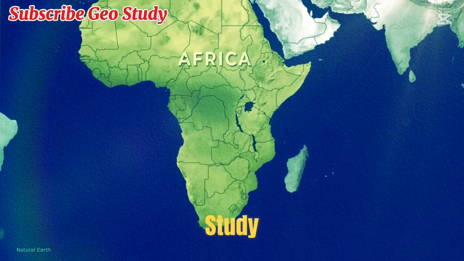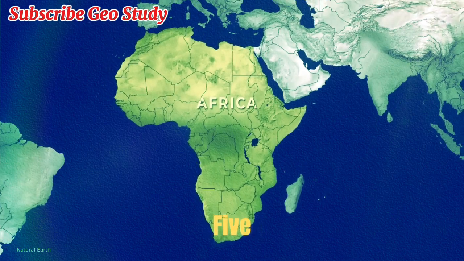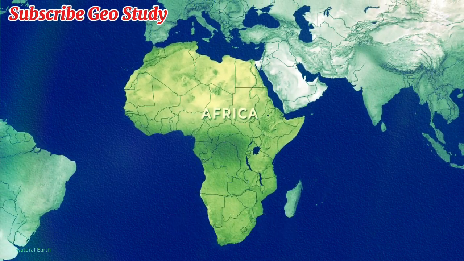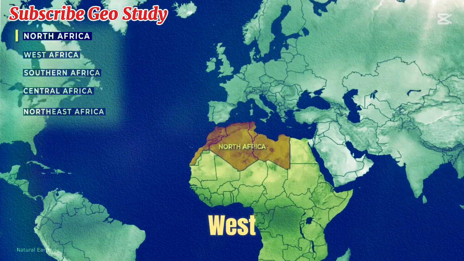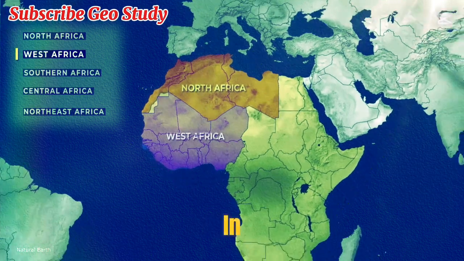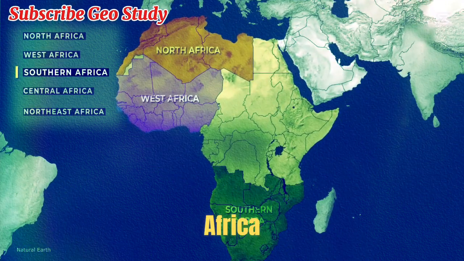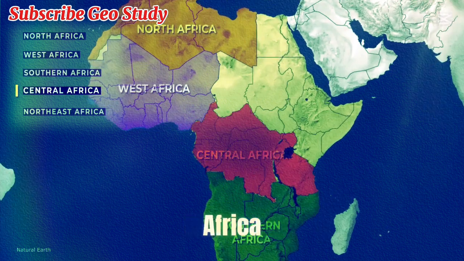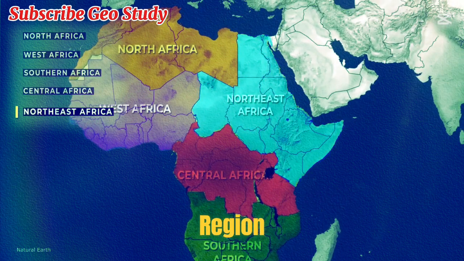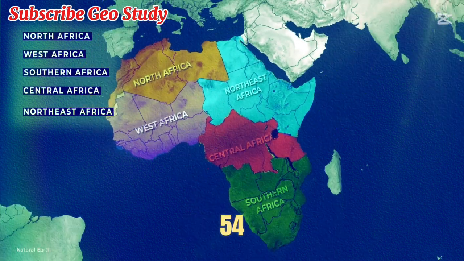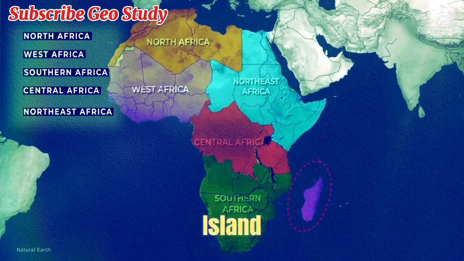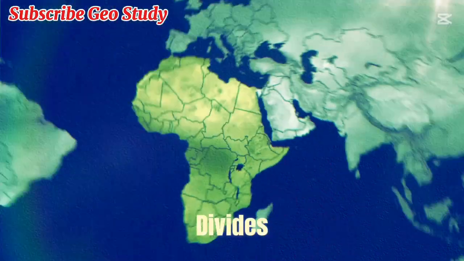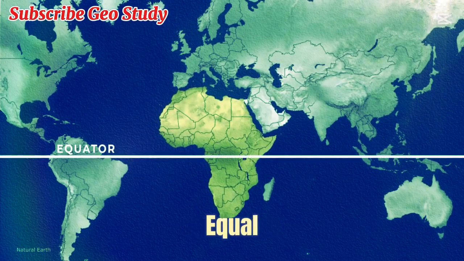For further study, we have divided Africa into 5 major geographical regions. North Africa, upper part. West Africa, towards the west side. Southern Africa, in the lower part. Central Africa, right in the middle. Northeast Africa, Horn of Africa region. Altogether, there are 54 sovereign countries in all these regions, including 6 island nations. The equator almost divides the entire continent into 2 equal halves.